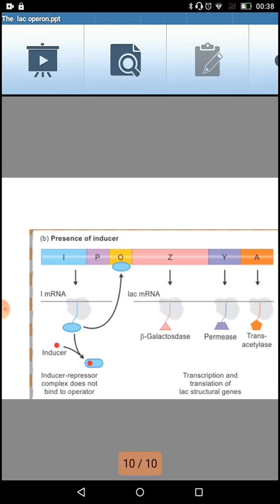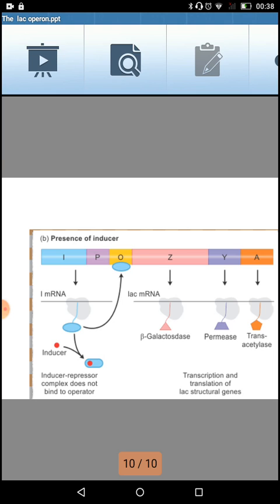And ultimately what will happen when RNA polymerase is going to transcribe Z, Y and A, it will make a messenger RNA, and we all know that messenger RNA in case of prokaryotes is polycistronic in nature. That means one type of structural gene can make all kinds of enzymes. So Z, Y and A will go for the formation of a messenger RNA, and with the help of that messenger RNA, beta galactosidase, permease and trans-acetylase enzyme will be formed, and this condition is called operon switched on.